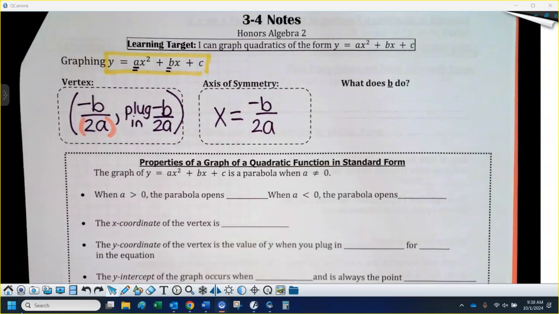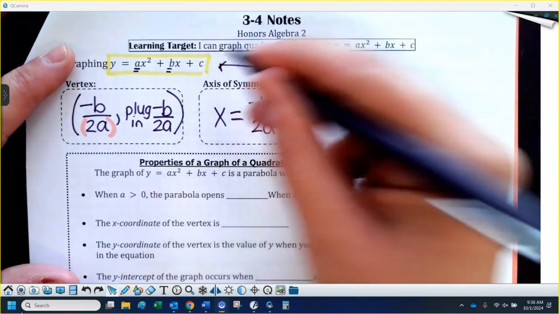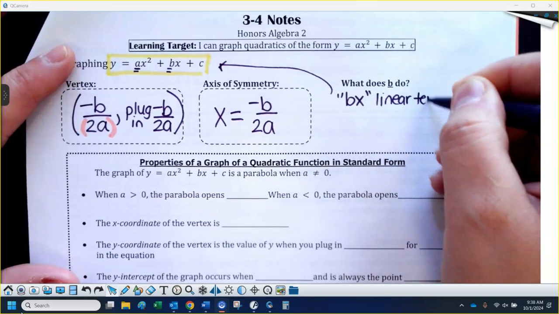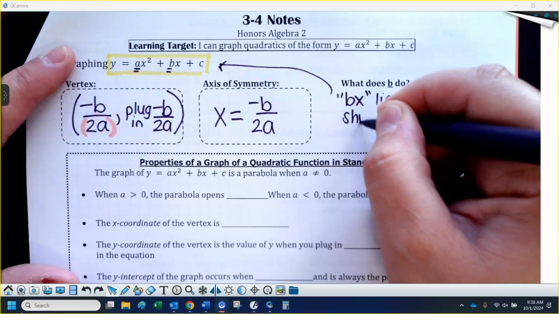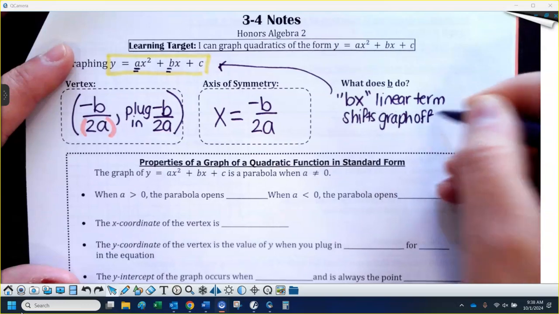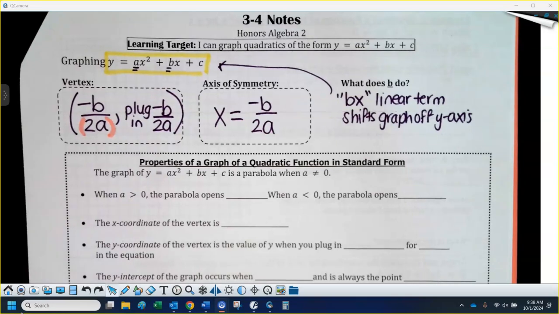Now, the b, what does the b do? All right, so up here, bx, that's the linear term. And what that does is it shifts the graph off the y-axis, being the axis of symmetry. So it's going to shift the graph left or right. I'm not going to give you any rules with this because it just completely depends on the a and b value, how it would shift it left or right. And I can't give you like a little form to figure that out. It's just going to be negative b over 2a, whatever that is.